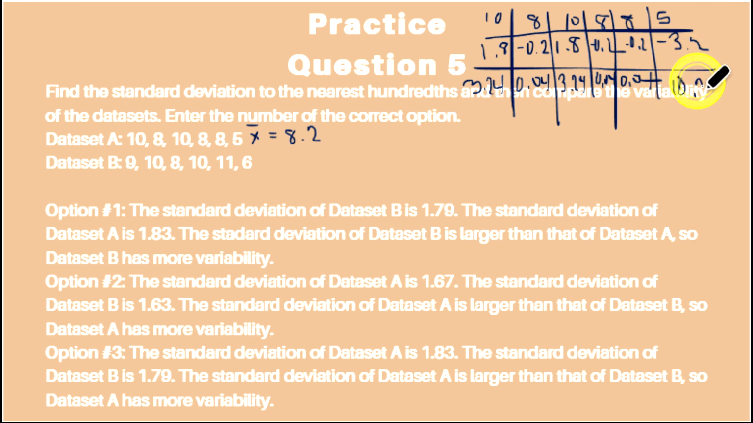Now let's find the mean of all this garbage. So we have 3.24 plus 0.04 plus 3.24 plus 0.04 plus 0.04 plus 10.24 gives us 16.84, divided by n minus 1. So 1, 2, 3, 4, 5. 16.84 divided by 5 gives us 3.368. And then we need to take the square root of that.